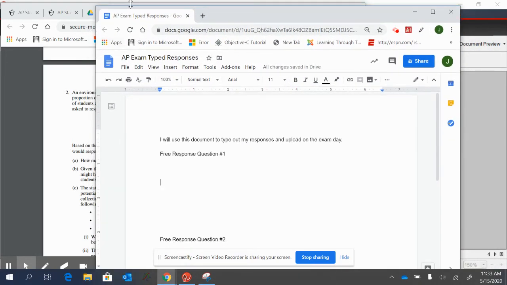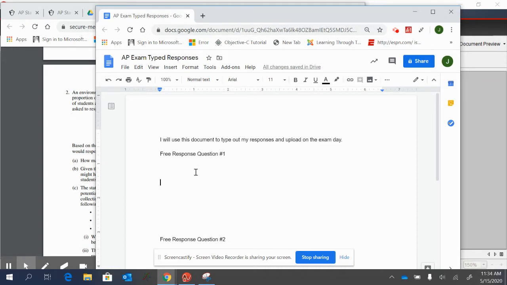So in my Google Docs, I created a document and I'm going to title it AP exam type responses. I'm not going to upload a full document. I'm going to type out my responses, then copy and paste to the environment that they create for the AP. There is an option, I believe, to upload a full document. That's not what I'm going to do, but you're welcome to do that. You're also welcome to handwrite it and take a picture. But this is how I would choose to do it if I were working through this.